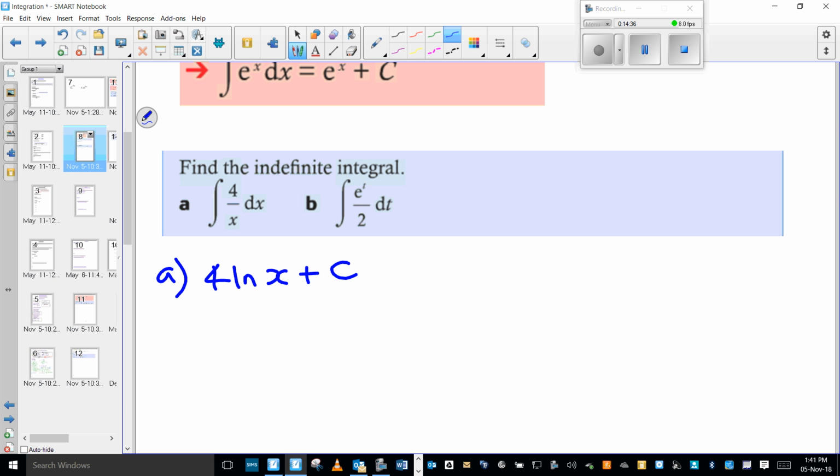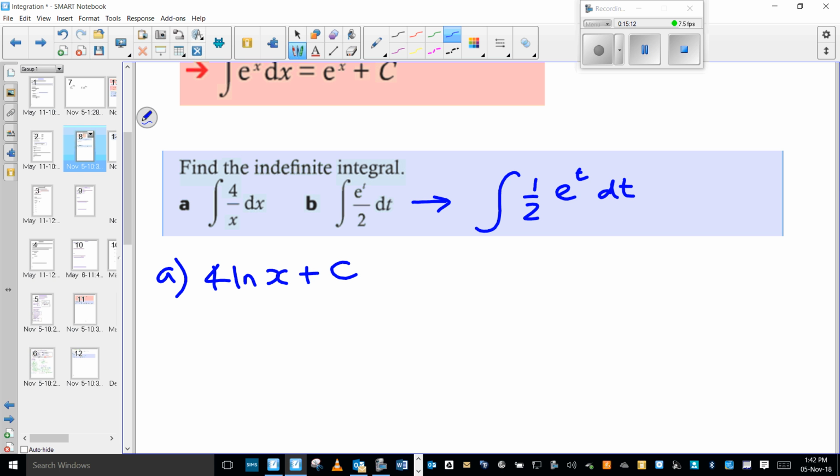Next, e to the power t over 2. Now we haven't really talked about this over 2, but this is where we have to use our noggin. Remember that if you've got things divided by 2, this could be written as 1/2 e to the t. So e to the t over 2 could be written as 1/2 e to the t.